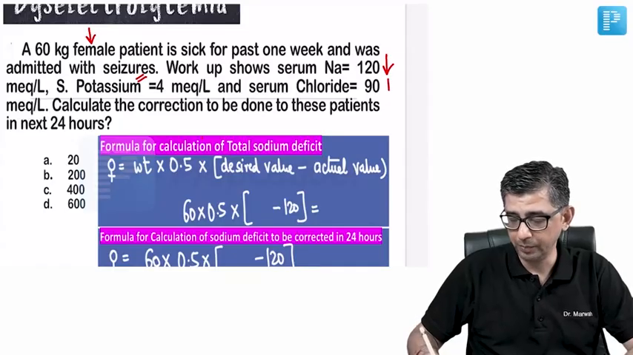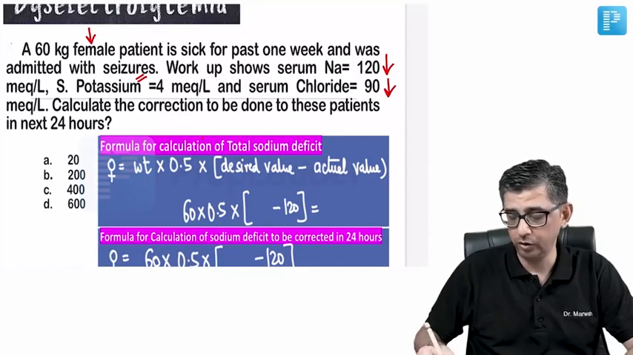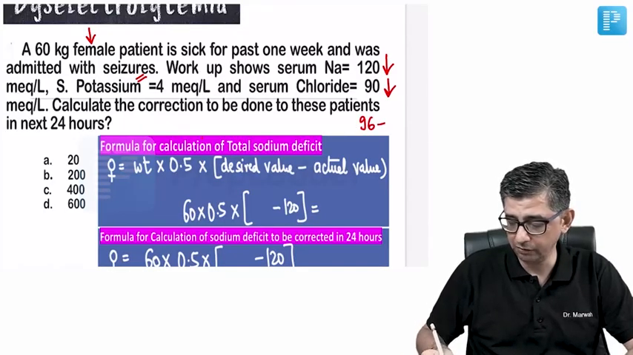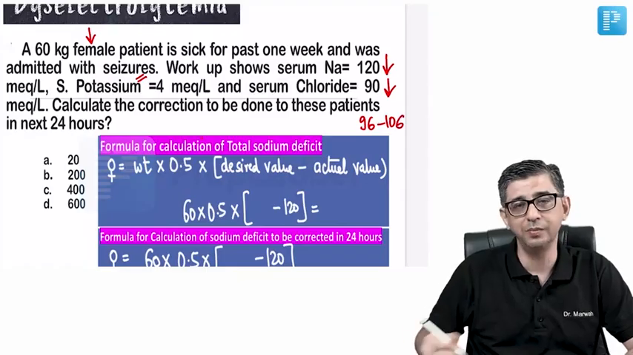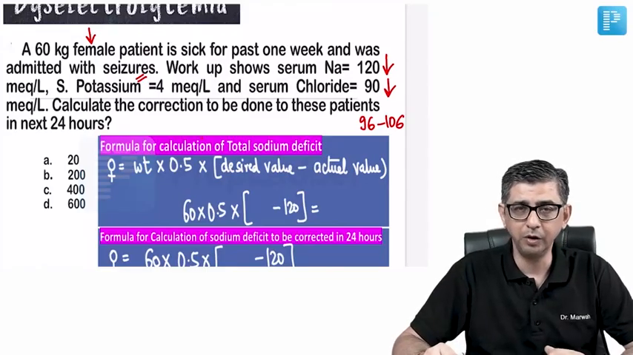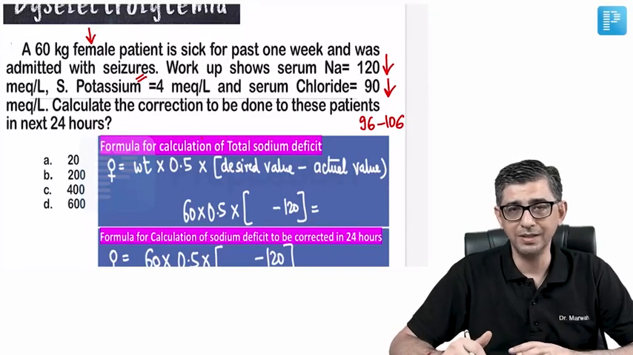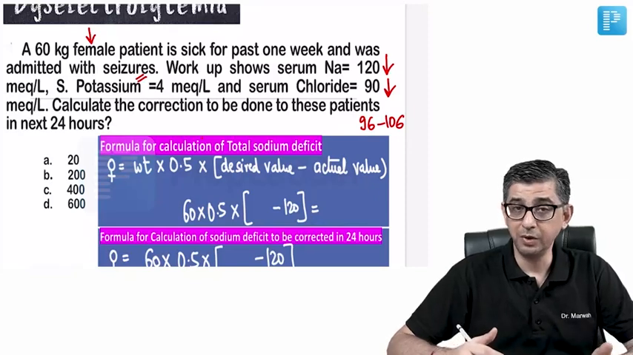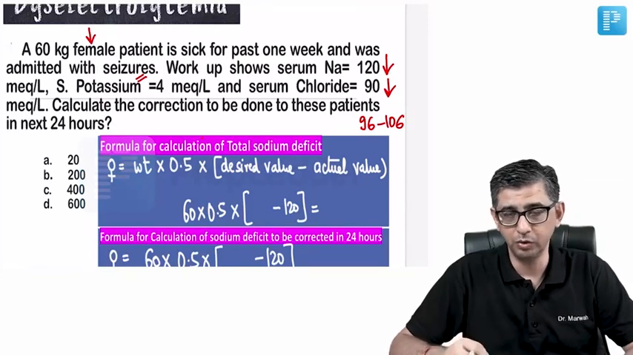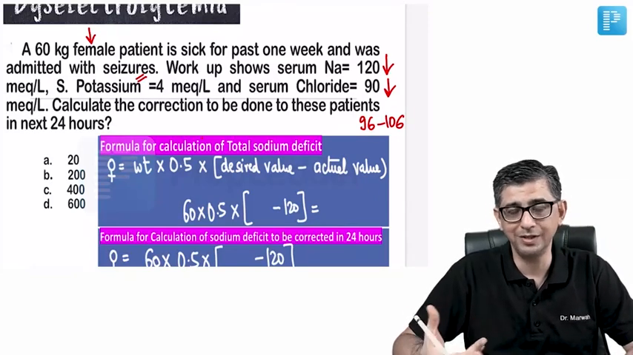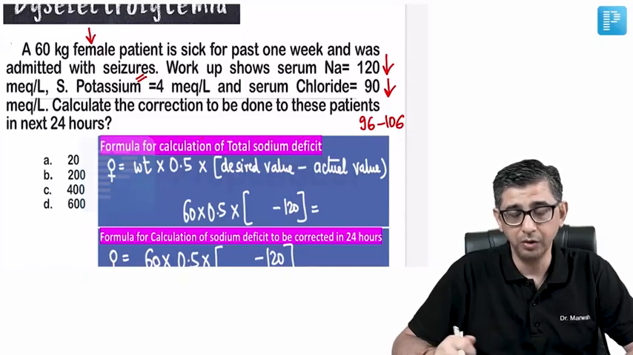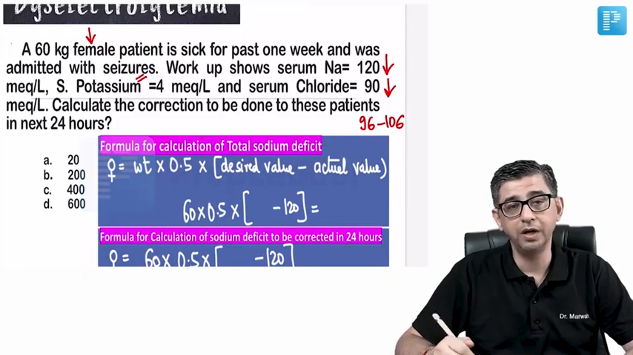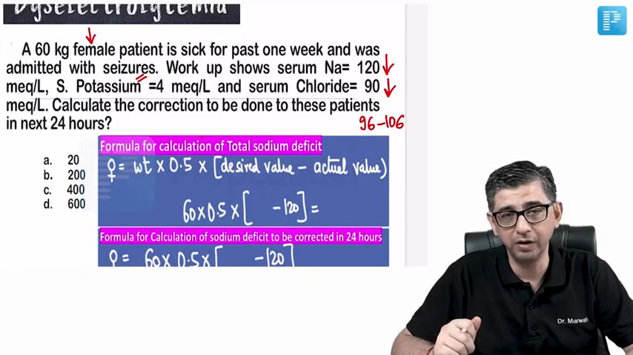And then there is also a mention of deficit of chloride. Normal chloride values can vary between 96 to 106 millimoles. And here the plausible explanation why it can be lesser is that this sick patient might have had vomiting episodes. Though the vomiting is not described in the question, that's a plausible explanation. And the question said calculate the correction to be done in the patient in the next 24 hours.